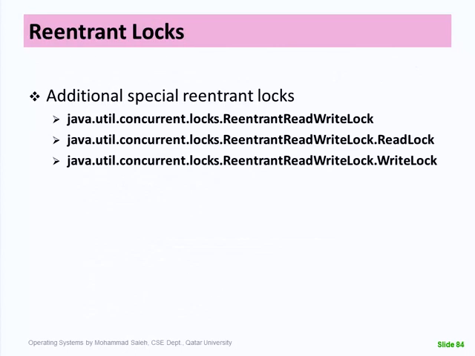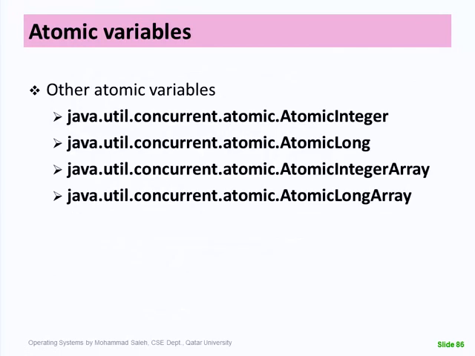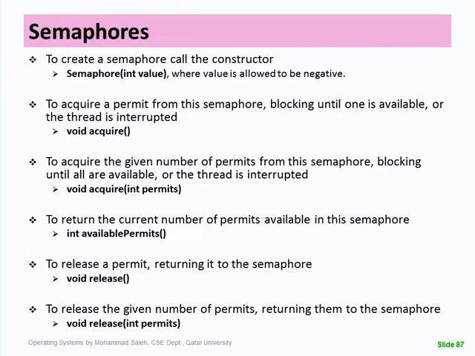Similarly, we have the read-write lock. So we have read lock and we have write lock, also supported by Java. We also have atomic boolean. We have atomic integer. And with them, they have the operations compare and set, and you can consider these as atomic operations. More than that, you can have atomic integer array and atomic long array, and you can use them with atomic operations.